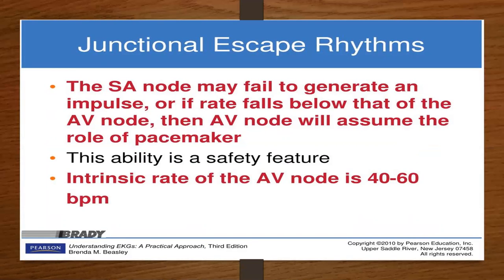Junctional rhythms, or junctional escape rhythms, occur when the SA node may fail to generate an impulse, or the rate falls below that of the AV node, and then the AV node assumes the role of the primary pacemaker as a safety feature in order to save the patient's life, okay?